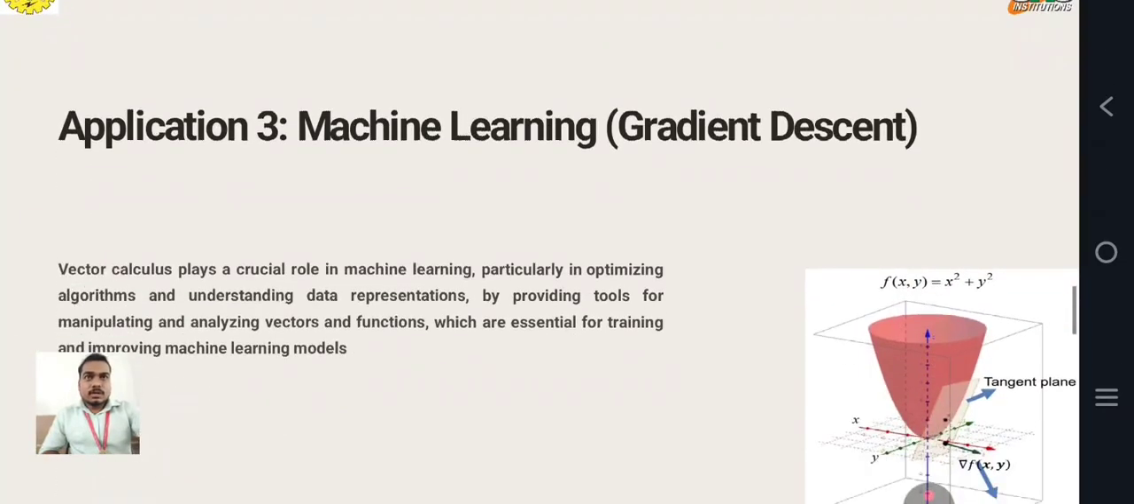Next we have machine learning. Vector calculus plays a crucial role in machine learning, particularly in optimizing algorithms and understanding data representation. The standard numbers are the components of a vector. The components show influence in the given direction of the vector. So it signifies the position of a coordinate in an n-dimensional space.